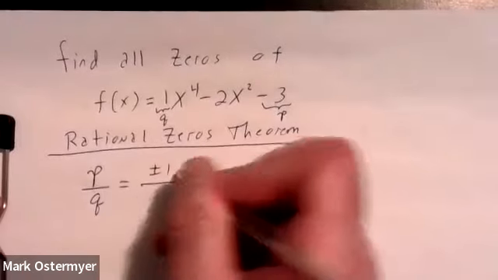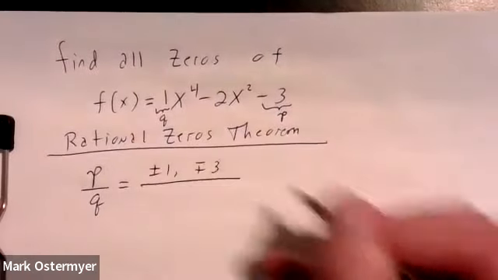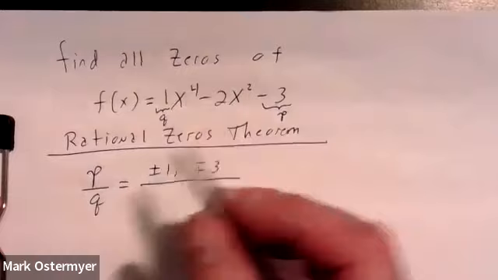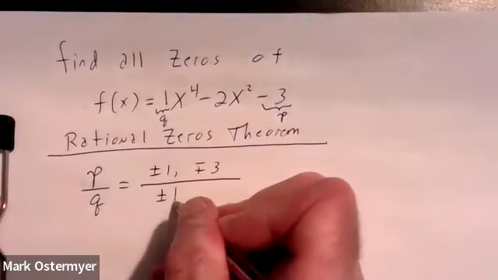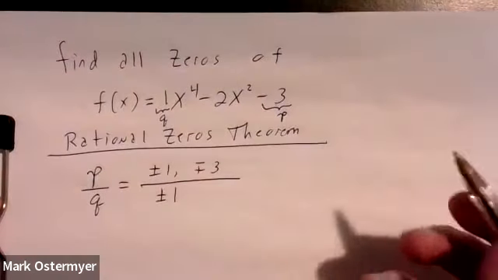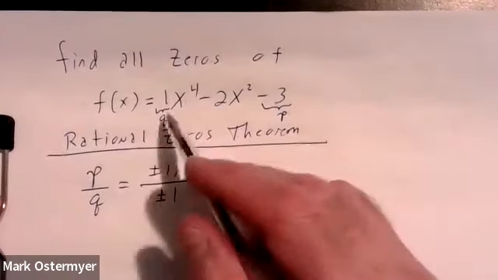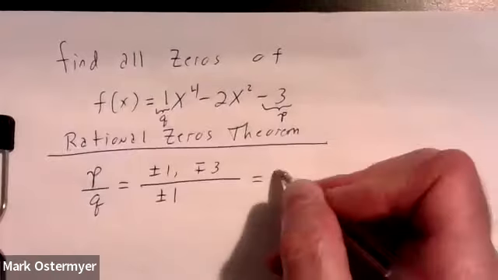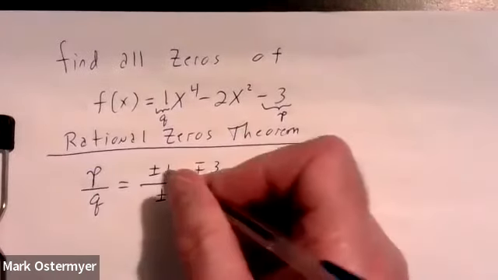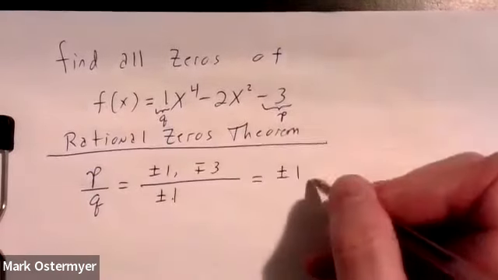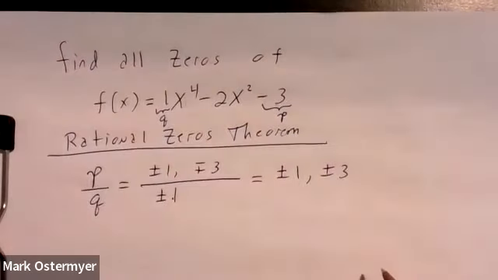That's positive negative 1 times positive negative 3. What are factors of positive 1? Positive or negative 1 times itself, correct? This list is small. The only potential rational zeros for this fourth degree polynomial are going to be just positive negative 1 and positive negative 3. That's it. We only have 4 of these to check out.